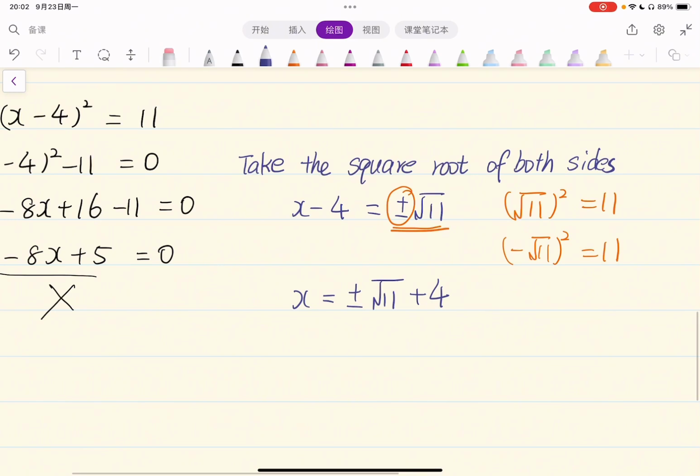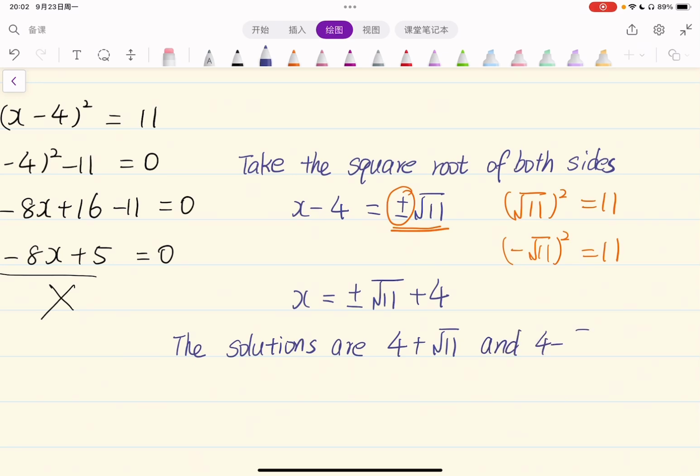So the solutions are 4 plus the square root of 11 and 4 minus the square root of 11. This is a kind of special case, because what you use is taking the square root of both sides.